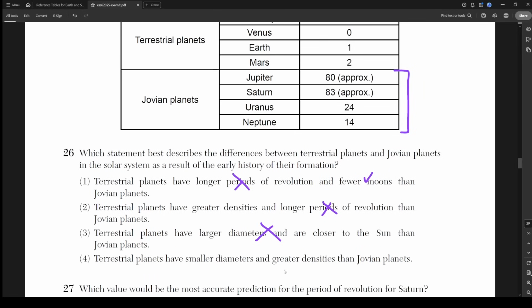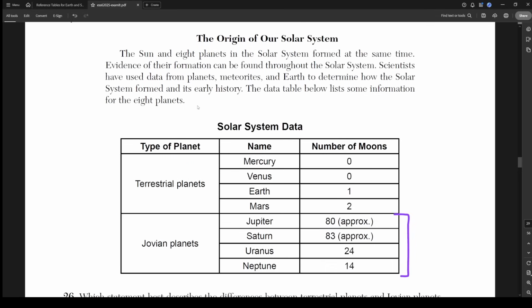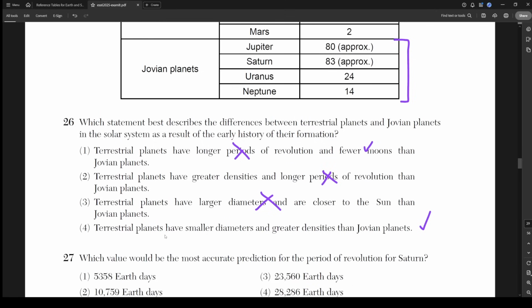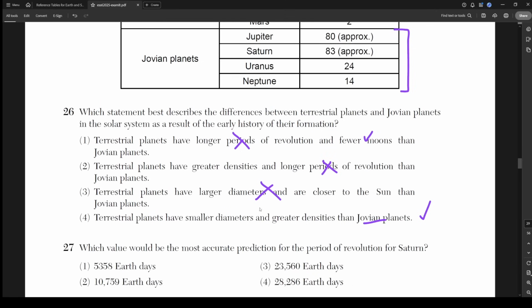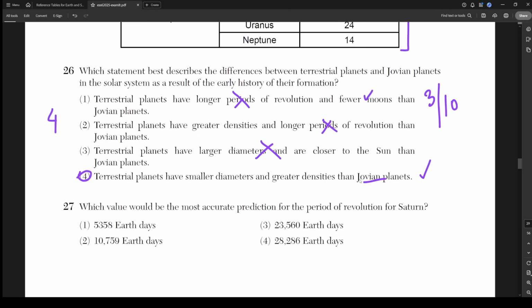Terrestrial planets have smaller diameters and greater densities. Correct. And if you didn't know they have greater densities, you can go... Oh, there's no density column here? Well, terrestrial planets are made from rock, so I guess that's something that you just have to know. And Jovian planets are the gas, so that you had to know. So, I mean, this is just basic solar system, so I would say this is a 3 out of 10. And it's really a 2, but I just gave it the extra point because you did have to know about the densities.